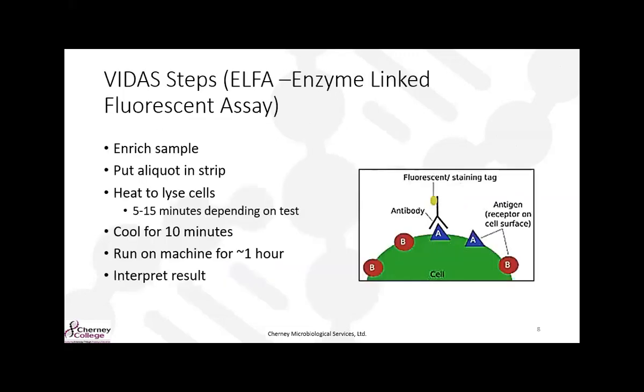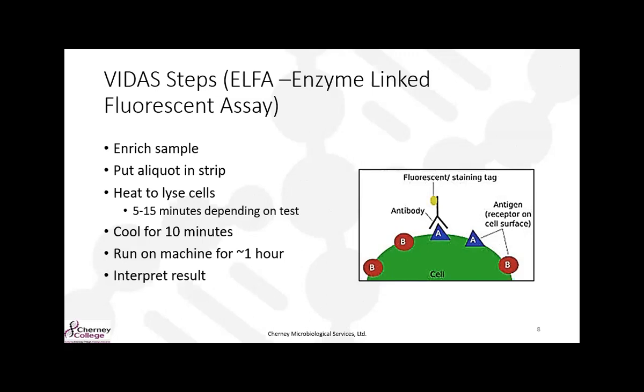So here, like I said earlier, what we use at Cherney is the alpha detection, and for that we use our VIDAS platform. Our VIDAS kits come with specific kits for each pathogen, for instance, Salmonella or Listeria mono, etc. So for our VIDAS steps, our VIDAS is the alpha enzyme linked fluorescent assay. So first we're going to enrich that sample. Once it's done incubating, we're going to pull an aliquot or a small portion of the sample and put it into the strip that comes with the kit.